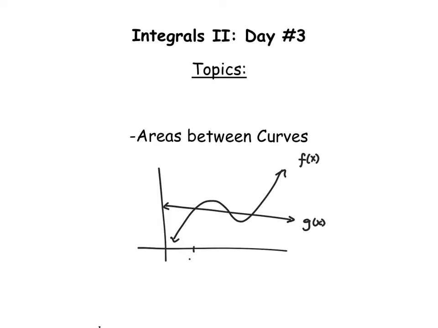And I've got points of intersection x1, x2, and x3. And I want to find the area between the curves. So that would represent this red space and this blue space.